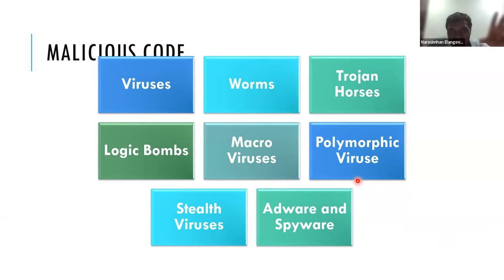Macroviruses, all these are again variants of virus. Polymorphic virus, stealth virus, all these things are hidden viruses. And then you have adware and spyware. Adware is when sometimes your browser settings change the moment you download some software. Why? They keep on sending you advertisements. They keep on tracking you. Those are adware. Spyware, they keep on spying on you, right?